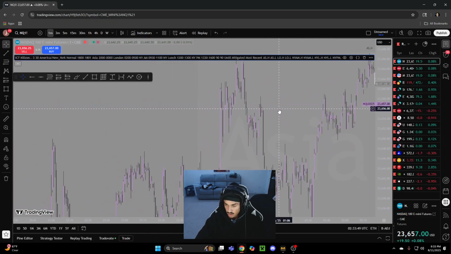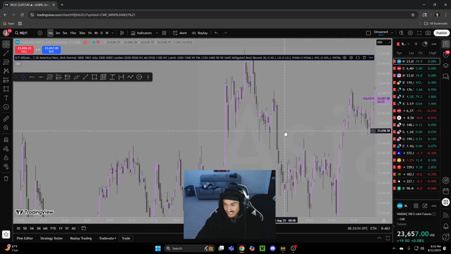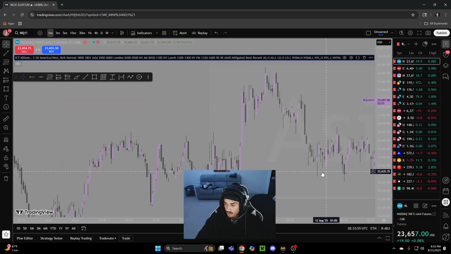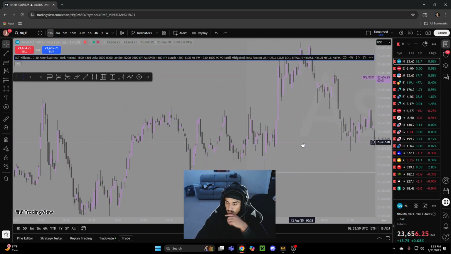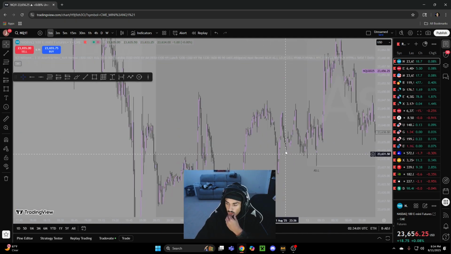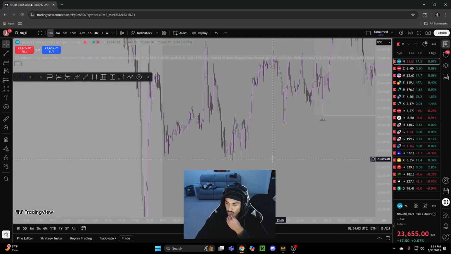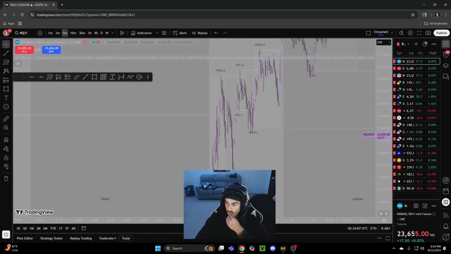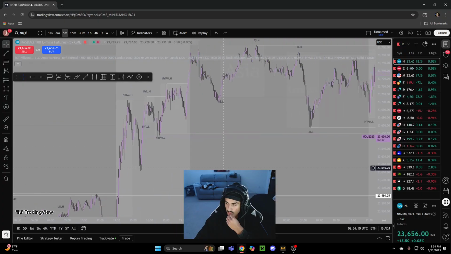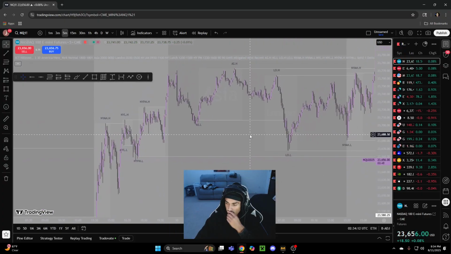It's not too hard, but sometimes it can get confusing. But I'll show you a break of structure here. Let me go to the 5 minute to really see the break of structure. So we're in an uptrend.